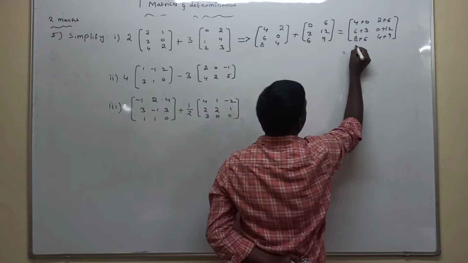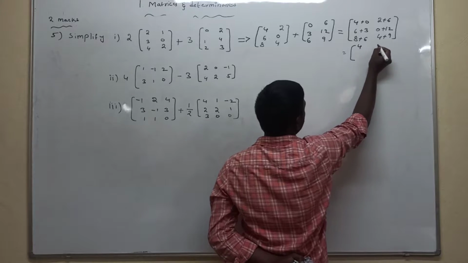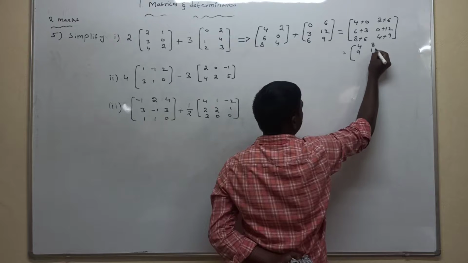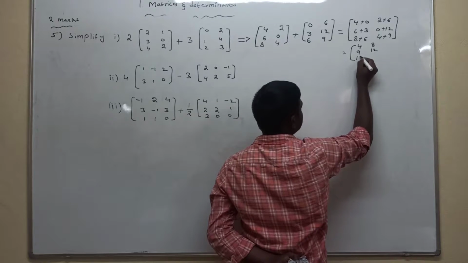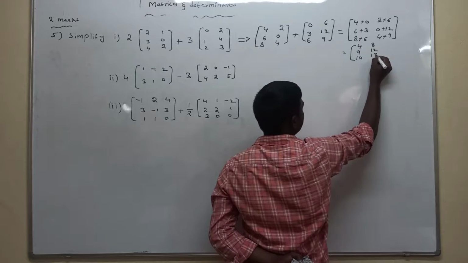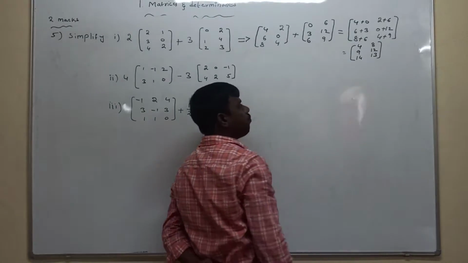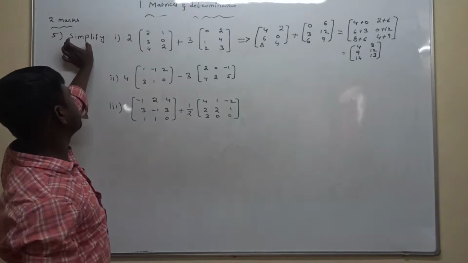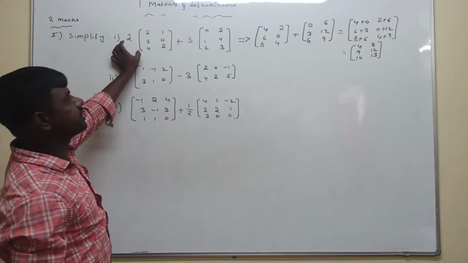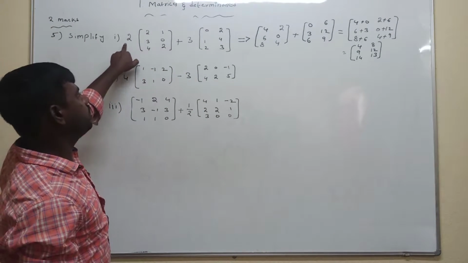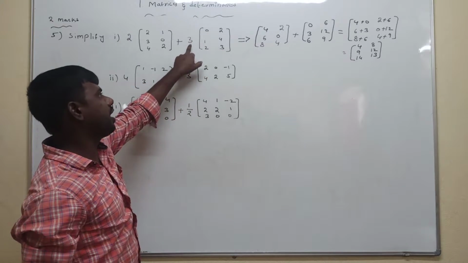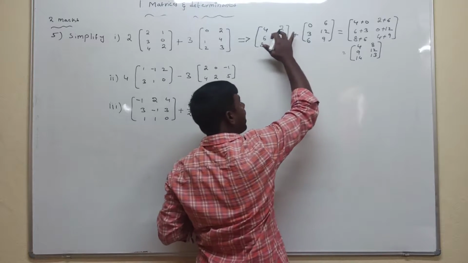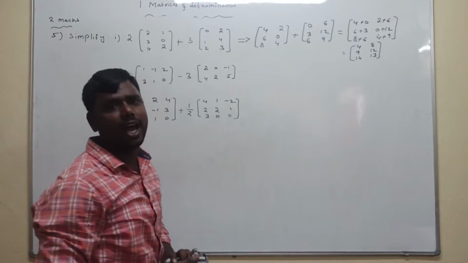We get the answer: 4 plus 0 is 4, 2 plus 6 is 8, 6 plus 3 is 9, 0 plus 12 is 12, 8 plus 6 is 14, 4 plus 9 is 13. That is the first answer. So you understood? In the first one, they are asking to simplify the two given matrices. Each element of this matrix is multiplied with 2, each element of this matrix with 3. After that, the given symbol is plus, so we add corresponding elements. Finally we get the answer.